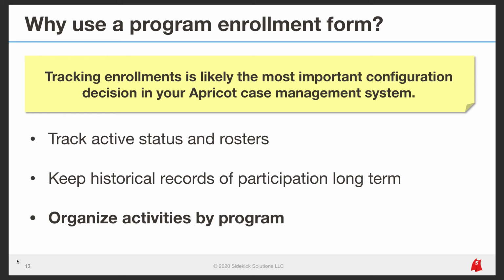The program enrollment form also organizes activities or participation by program. Services, assessments, and other activities can get grouped under that program for drill down reporting because they can link back to the program enrollment form, and we'll talk about that configuration in a little bit. That means you're capable of reporting globally by client or specifically by program. And that's helpful if clients cross programs and you need to track continuity of service.